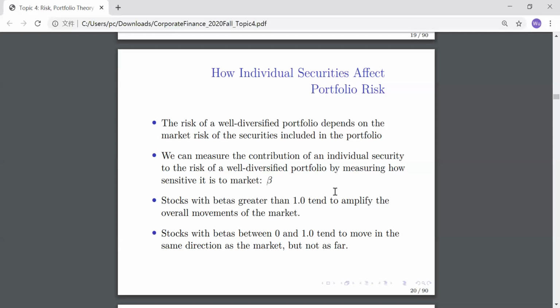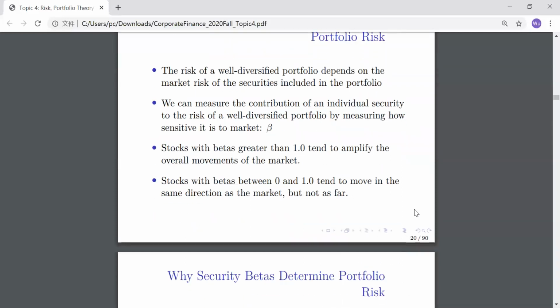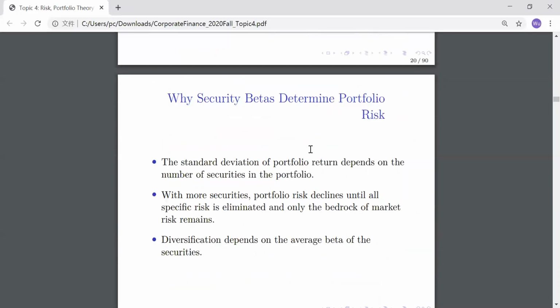The idea is a beta, right? Stocks with a beta greater than 1 are more sensitive, right? So that's why the overall movement of the market will be amplified. You can also have betas between 0 and 1, right? So they tend to move in the same direction, but not as much as those stocks with higher than 1 beta. Right?